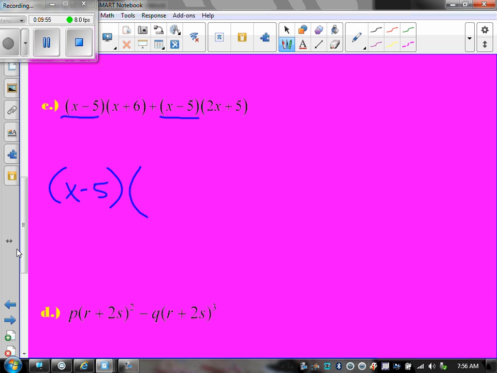If I took an x minus 5 out of this guy, what's left over? X plus 6. There's a plus sign in between, so I'm going to bring that plus sign down. I also took out an x minus 5 from this piece. What's left over here then? 2x plus 5. All my leftovers are in one parenthesis. Notice anything else? There's 2x's.